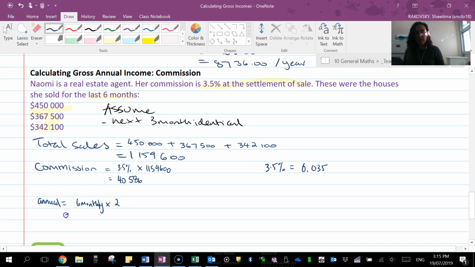And then if that's your commission for 6 months, your annual will equal 6 monthly times 2, and that's going to be $40,586 times 2, which gives us a total of $81,172 in total. So then you would say, assuming that the 6 months are identical and they work the whole time, that is the total annual income for Naomi.